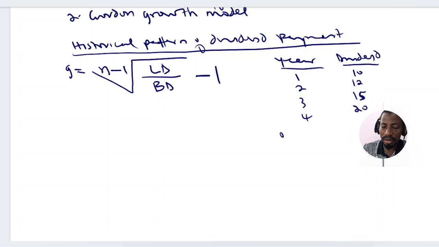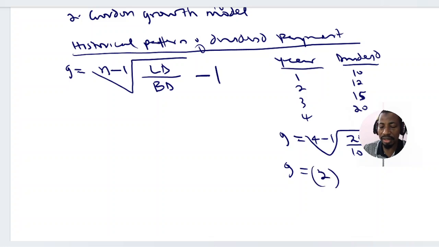So I would just say the growth rate is equal to, using the same formula, N is the number of years, which is 4. So I would say 4 minus 1, that is 3, divided into the latest dividend, the current year dividend. The current year is year 4, which is 20, divided by the base year dividend, that is the dividend paid in the first year, which is 10 naira, all minus 1. Mathematically, 20 divided by 10 is 2, raised to power 1 over 3, all minus 1.